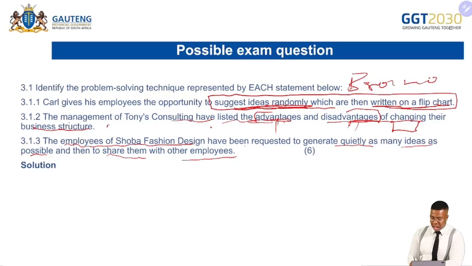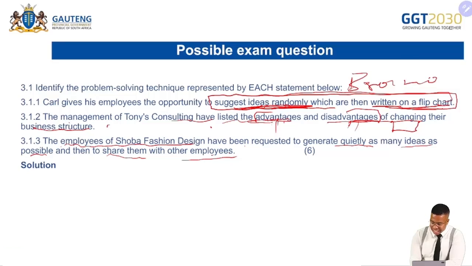change an aspect. And then the employees of Shoba Fashion Design have been requested to generate quietly as many ideas as possible and then share them with others. So some individuals or some of you guys can think the first answer was supposed to be nominal group. This cannot be nominal group, because in a nominal group, the keyword for nominal group is the issue of what now?